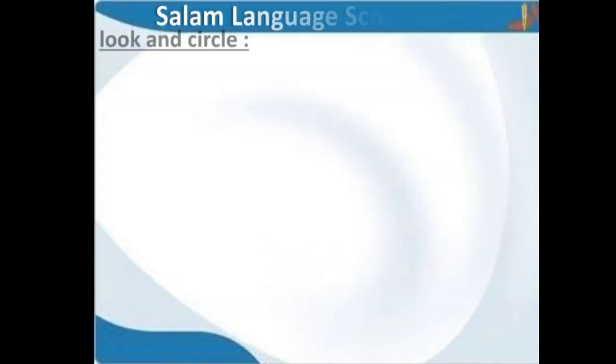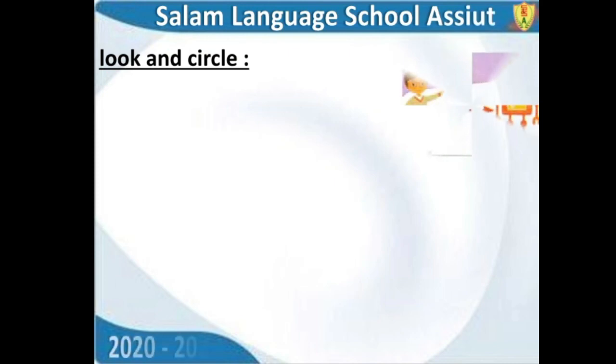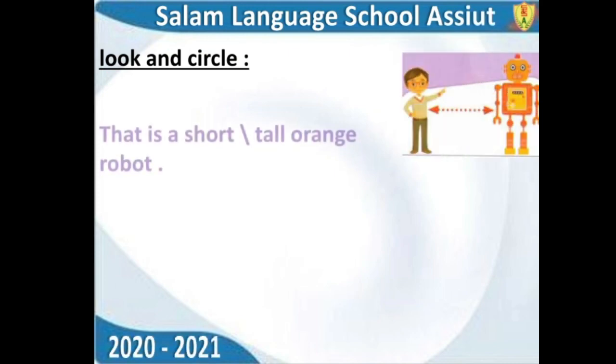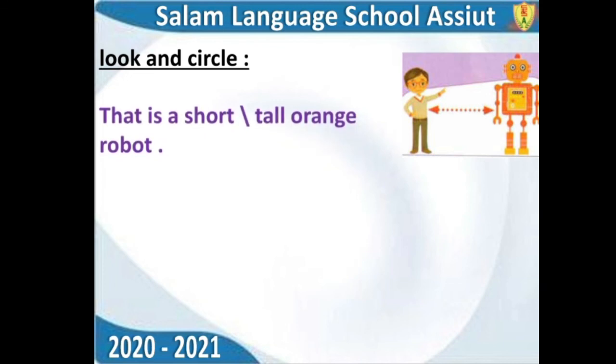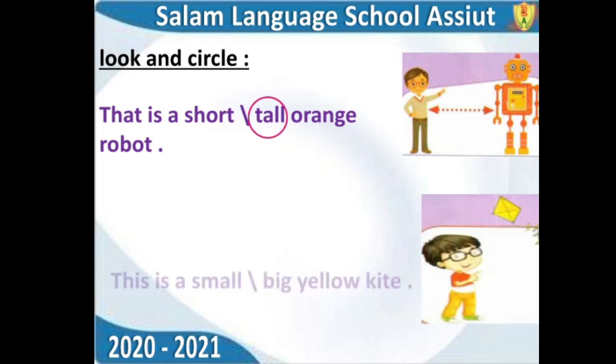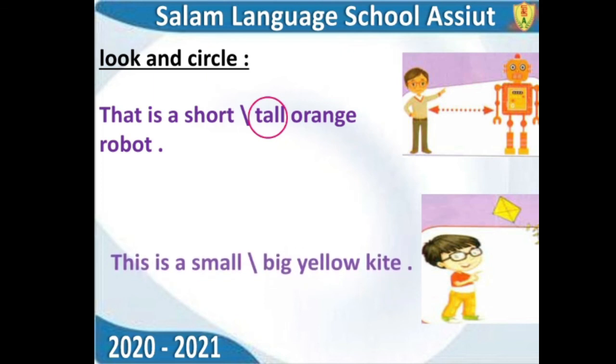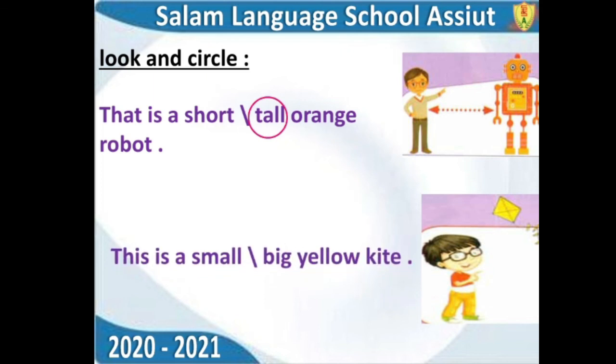Look and circle. That is a short or tall orange robot. Tall. This is a small or a big yellow kite. Small.